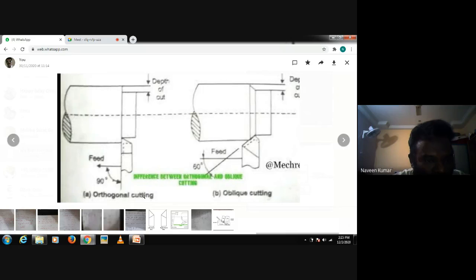Write only one point. Orthogonal metal cutting: in this, the cutting edge of the tool makes 90 degrees with the direction of tool feed.